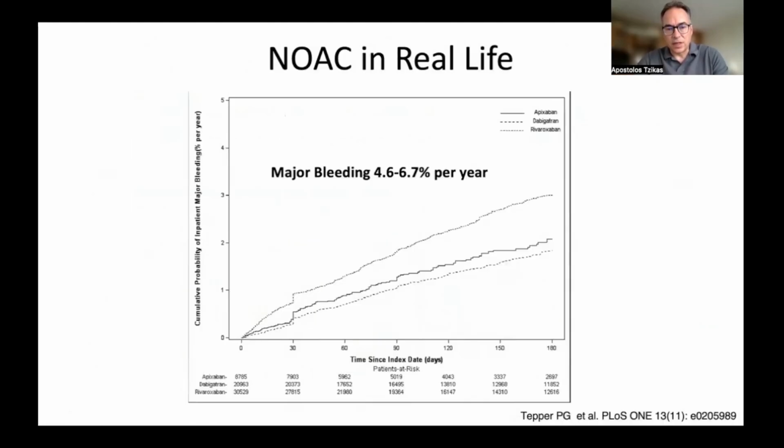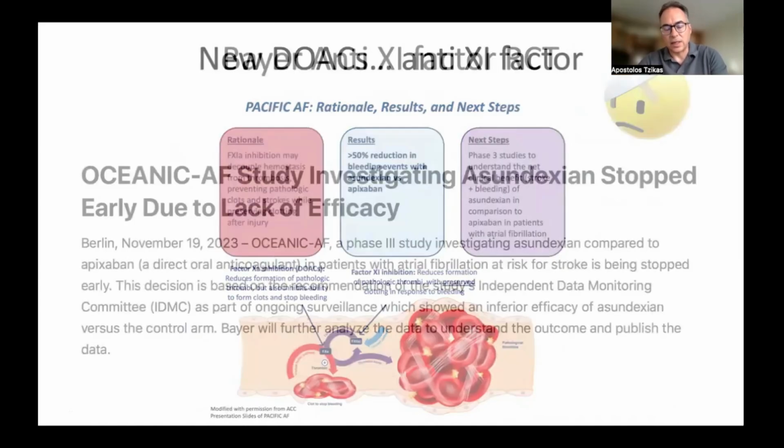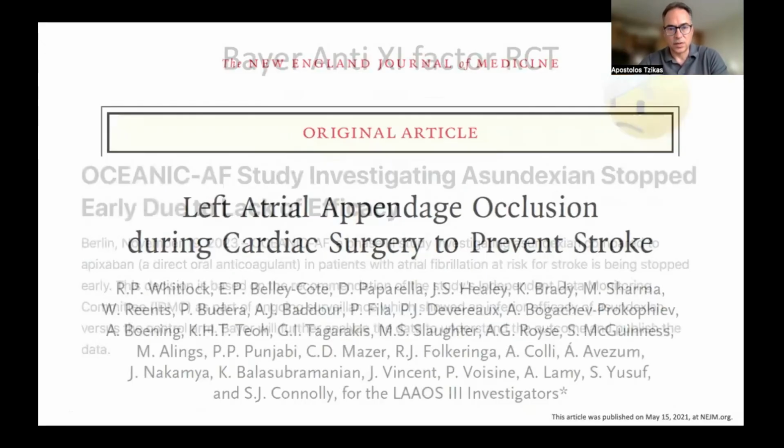The main reason for that is that these drugs are associated with a major bleeding risk of 5 to 7% per year. So the introduction of the anti-factor XI drugs has been promising at the beginning. However, it looks like the drugs are safer, they have fewer bleedings, but they seem to be not so effective. For example, this trial was stopped 2 years ago.